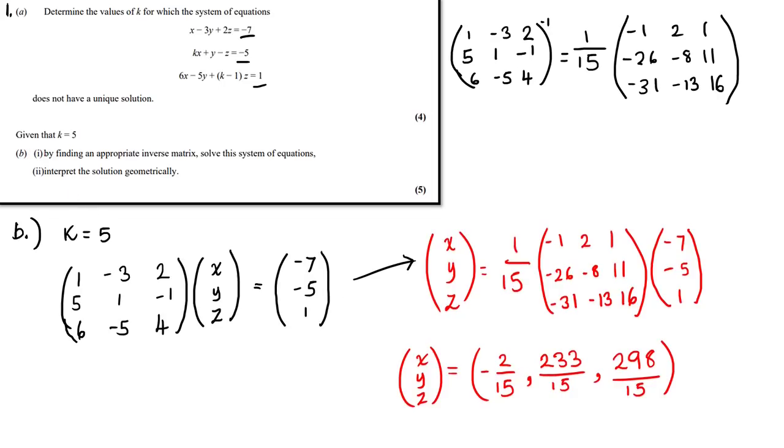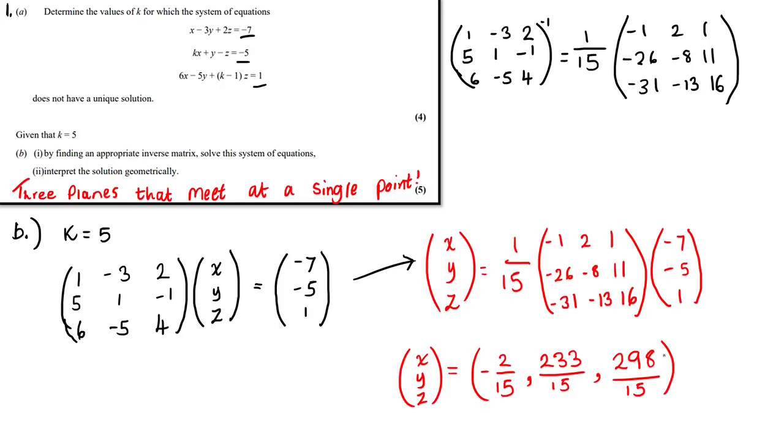And then finally, we're just asked to interpret the solution geometrically. So you don't need to say too much for this. You just need to understand what's actually happened here. And what we found here then, basically, is that we've got 3 planes. Okay, we've got 3 planes that meet at a single point. So all we need to say is 3 planes that meet at a single point there.